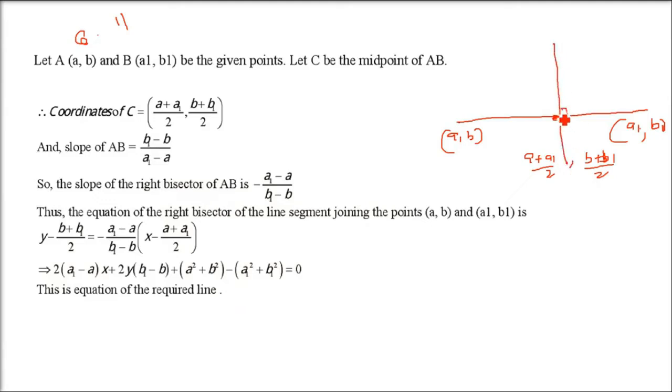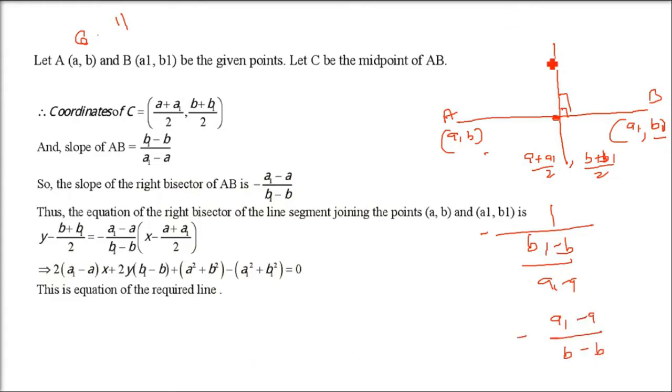This is 90 degrees. So this slope will be, because we know the slope of the original line, this is A and this is B. Slope of AB is (B1 minus B) by (A1 minus A). And what is the slope of the perpendicular line? Just put it upside down with minus 1. This will be negative (A1 minus A) by (B1 minus B). It's not B minus B, it's B1 minus B.